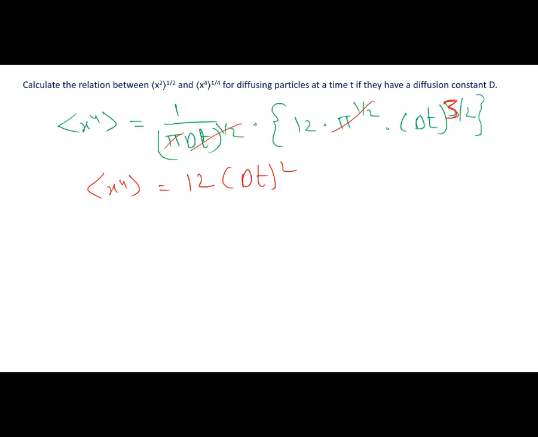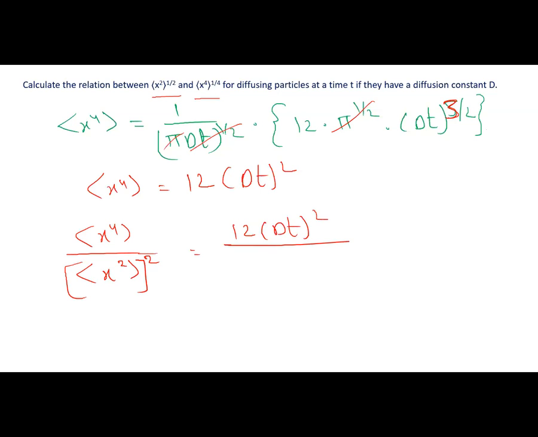The question asks us to find the relation between the <x²>^(1/2) and <x^4>^(1/4). So to determine that, let's divide <x^4> by <x²> whole squared. So this is going to be 12 (Dt)² divided by, and <x²> is nothing but 2Dt, squared. We did that just to cancel out these common terms here. So (Dt)² gets cancelled, which leaves us 3.